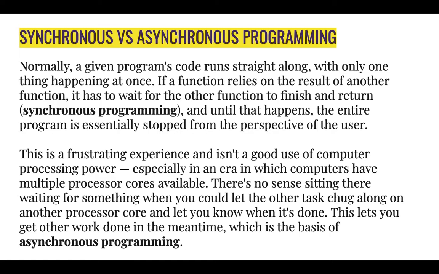Normally, a given program's code runs straight along from top to the bottom with only one thing happening at once. If a function relies on the results of another function, it has to wait for the other function to finish and return. And until that happens, the entire program is essentially stopped from the perspective of the user.